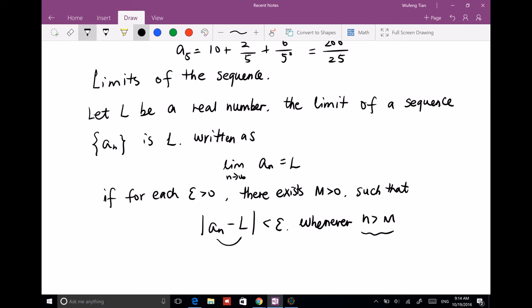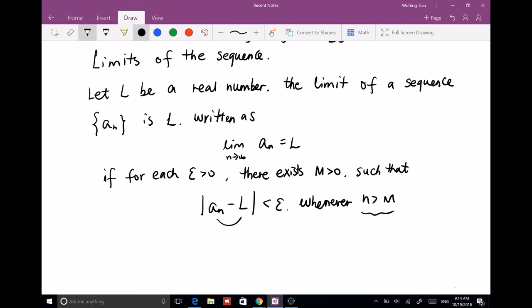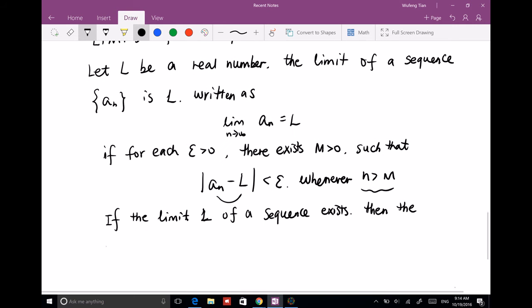Okay, so if the limit L of a sequence exists, then the sequence converges to L.